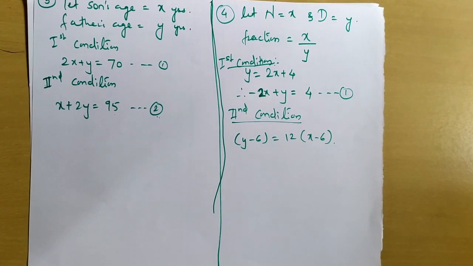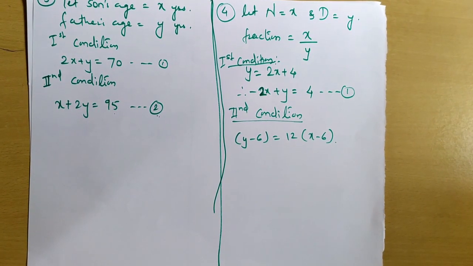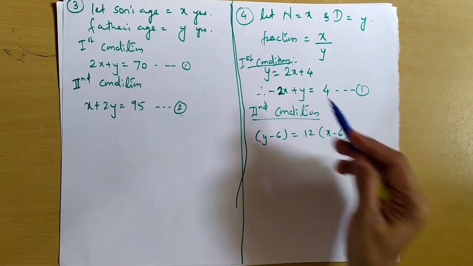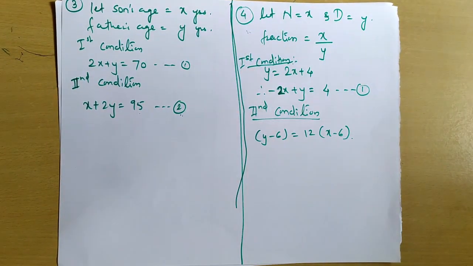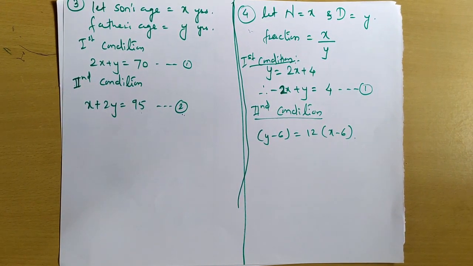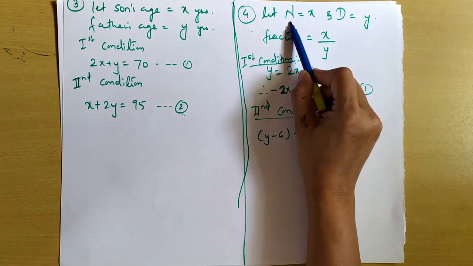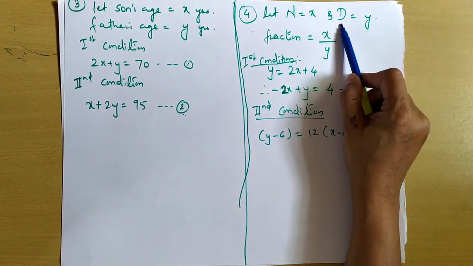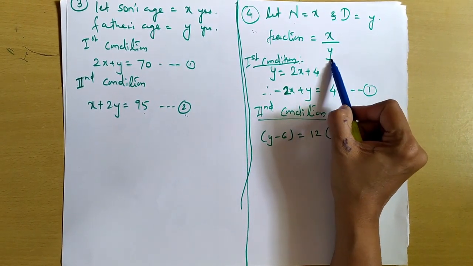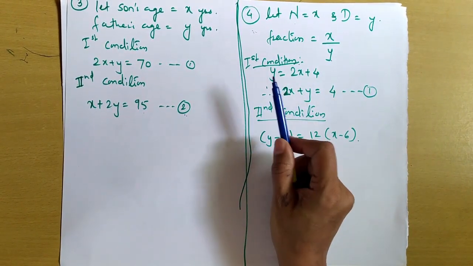Now let us consider the fourth example. Fourth example is denominator of a fraction is 4 more than twice the numerator. Let us consider the numerator as x and the denominator as y. So the fraction will be x upon y. Now let us see what is first condition.